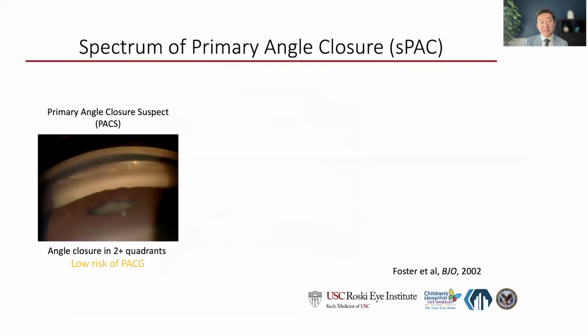Angle closure detected on gonioscopy forms the foundation for current definitions of the spectrum of primary angle closure, or SPAC. Primary angle closure suspect, or PACS, is the mildest form, in which there are 2 or more quadrants of angle closure on gonioscopy. This is generally thought to be a low-risk state for PACG.